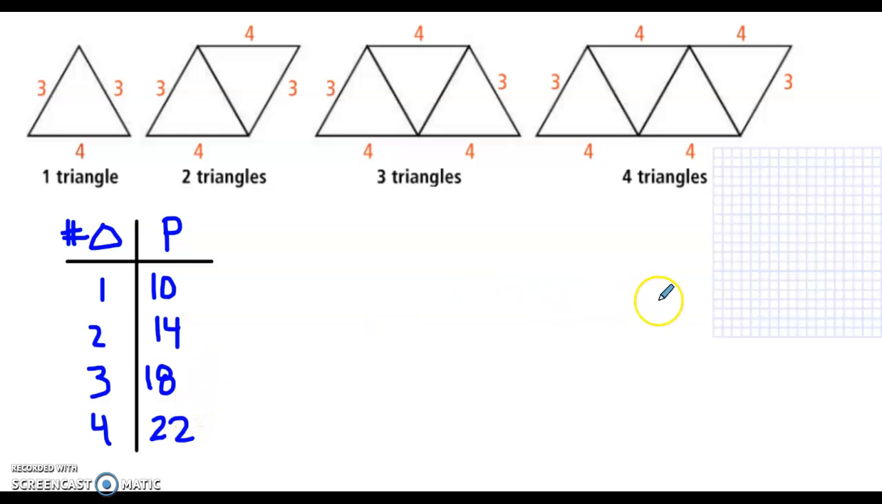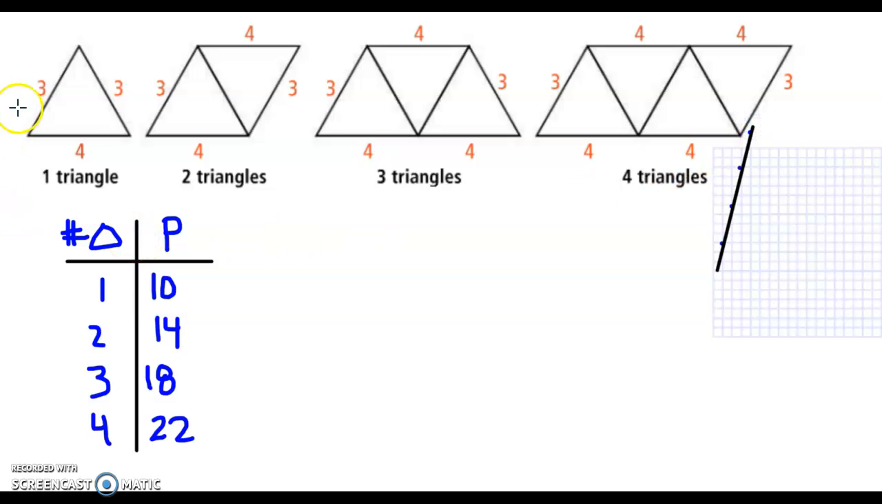Again, I could graph these points. Let's see, I've got 1, 10. So right 1, up 10. 2, 4, 6, 8, 10. Right 2, up 14. Right 3, up 18. And then 4 is 22. We're a little bit off. But again, you can see that if you were to connect these points, they make a line.